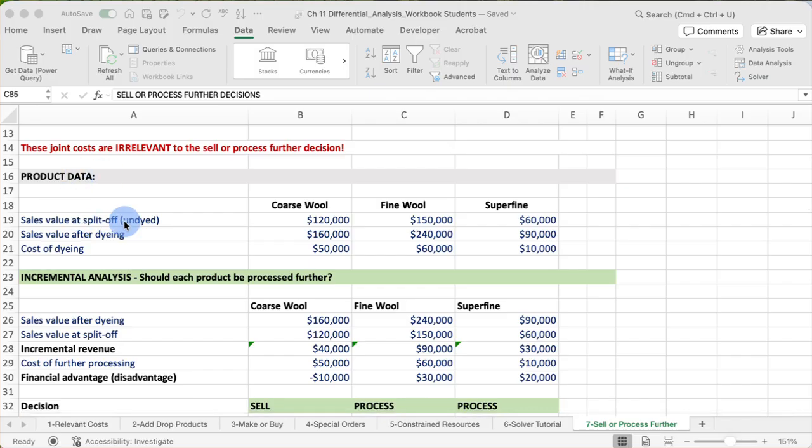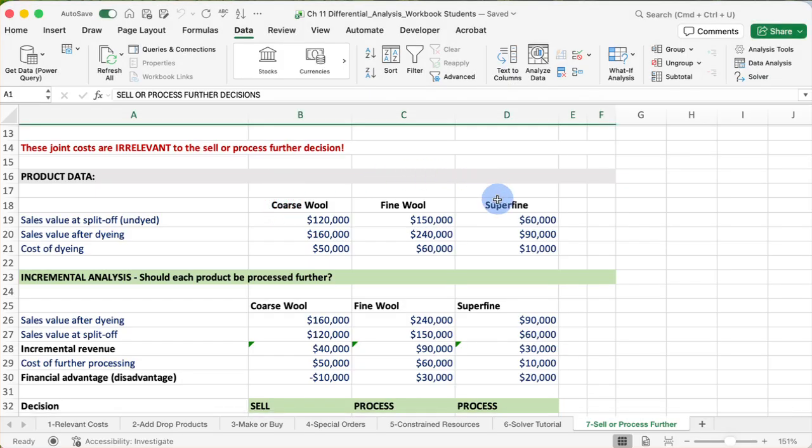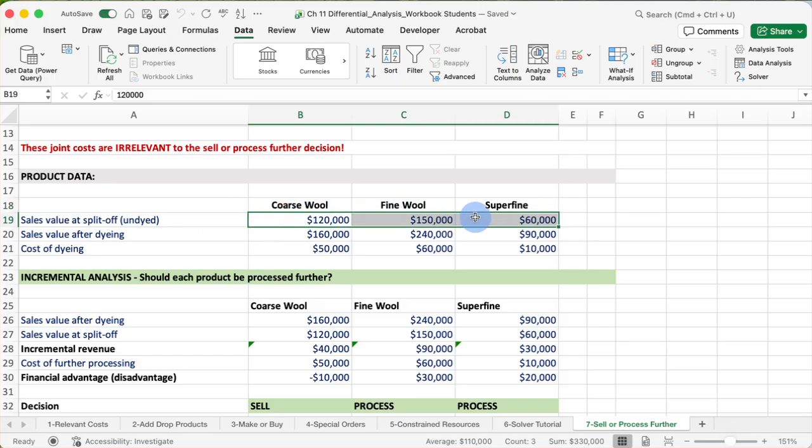So we have this additional product data for each of these 3 different grades of wool. At the split off point, if these are left undyed, these are our selling prices for each grade of wool. If we do dye the wool, we can sell them for an additional price. So they become more expensive when we dye them. And then we also have the cost of dyeing the wool.